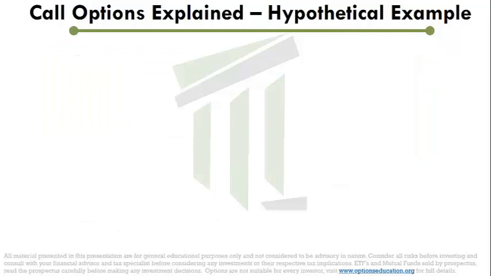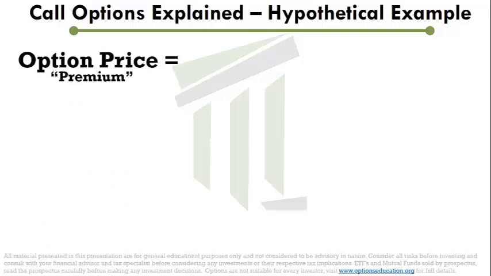Now, over the course of the next 3 months, that option is going to change in value, but that $8 a share is the option's price. It's known as the premium. Now, the premium is made up of 2 important components: intrinsic value plus the extrinsic value. So let's define what those mean.